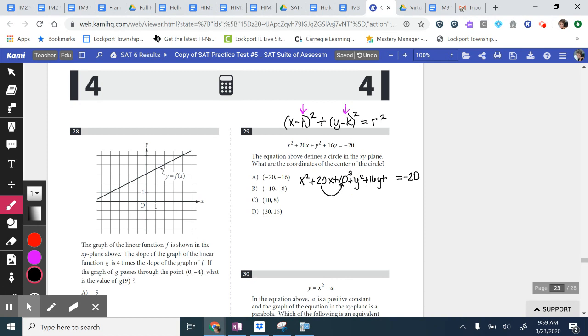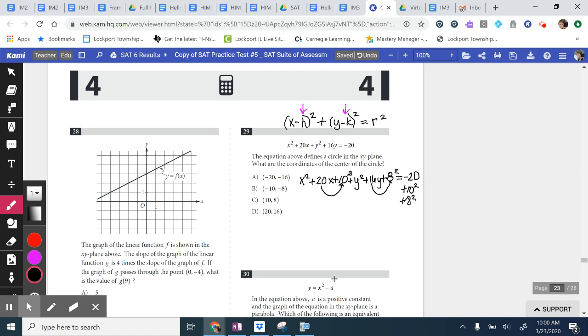Now, if I was doing this to get the equation, I would have to continue to keep things balanced by adding 10 squared to the other side as well. I'm going to take half of 16 to get 8, and then I'm going to add 8 squared. And I have to add it to both sides.